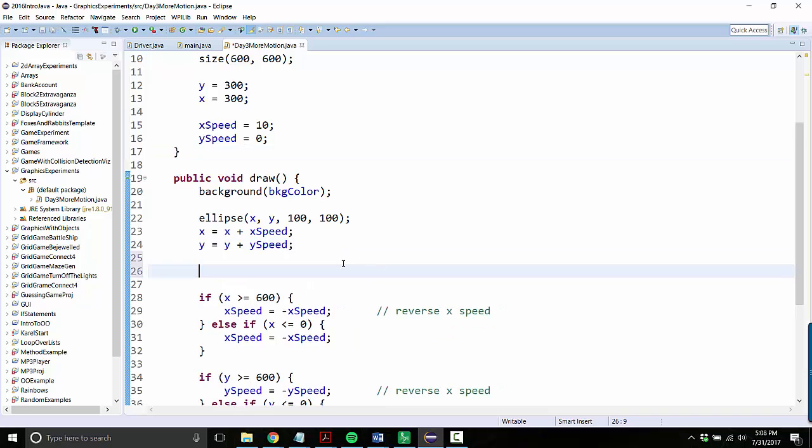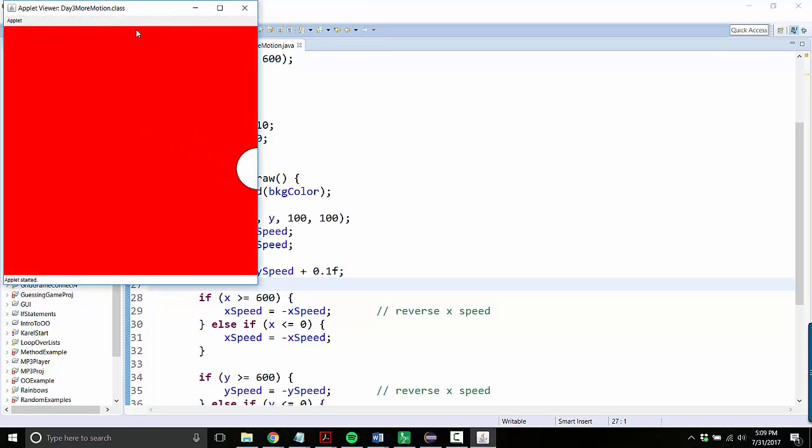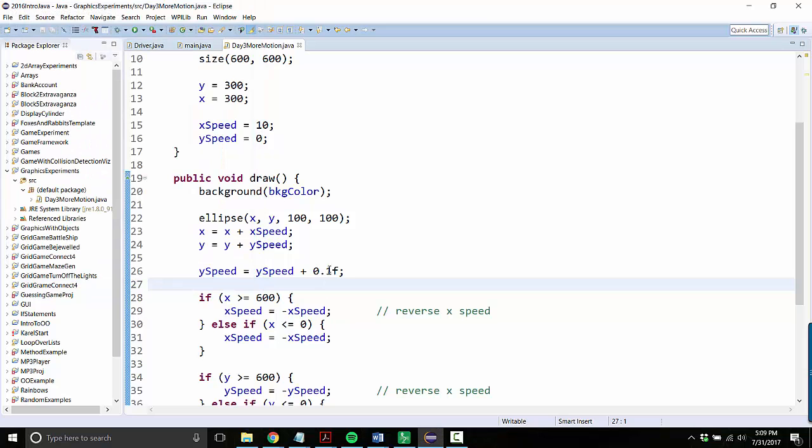So if we want to recreate that in our program, let's think about this. Should y speed be going up or should y speed be going down? If we want to move the ellipse downwards, that means the y coordinates are increasing, which means we want the y speed to increase by a little bit every time. So let's make y speed go up by 0.1f. Okay, and here we go. Well, it certainly doesn't quite look like gravity yet, or maybe it's sort of like gravity on the moon. Let's change these values a little bit.